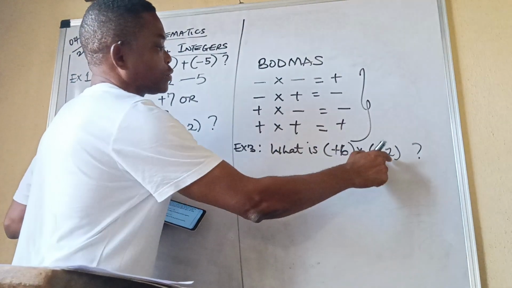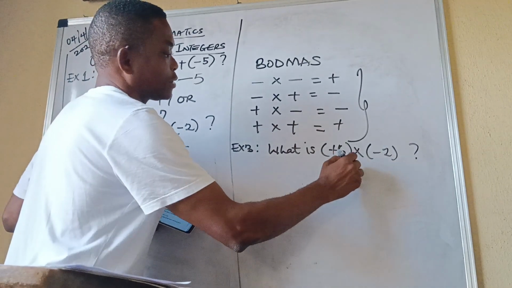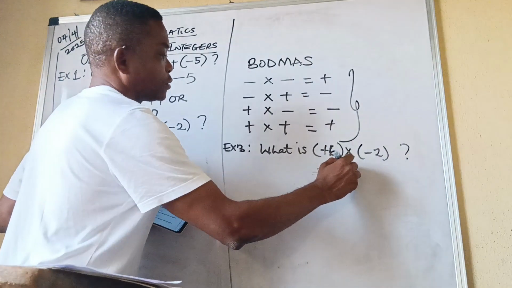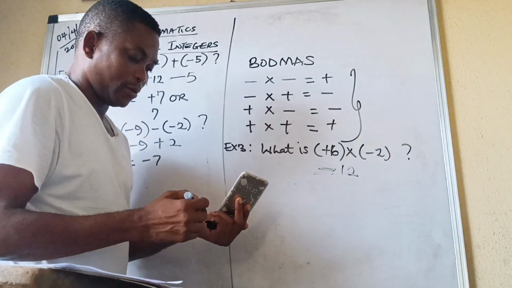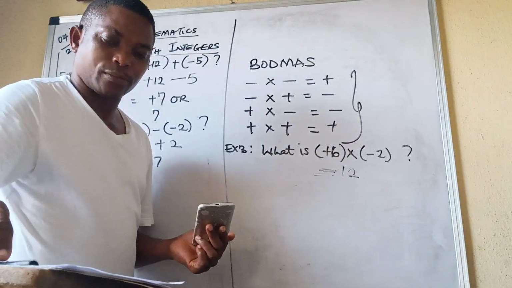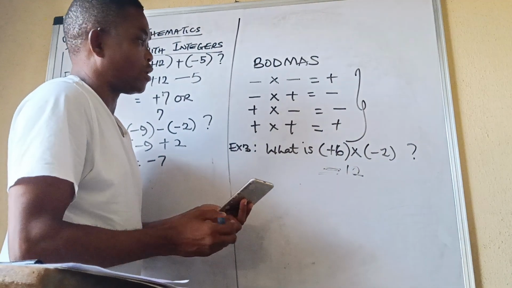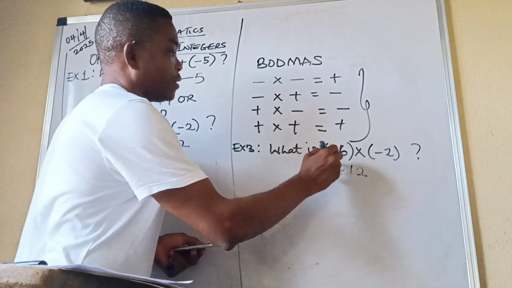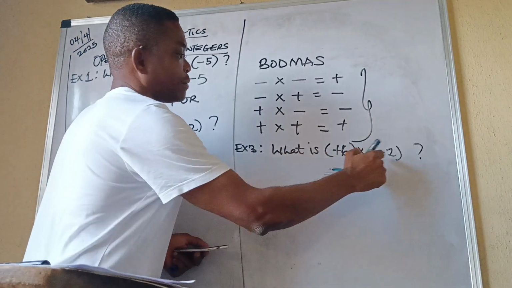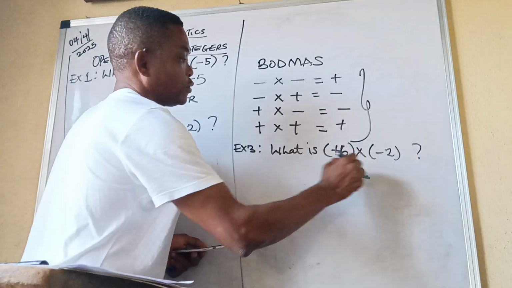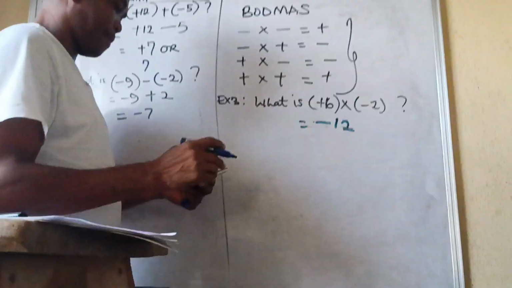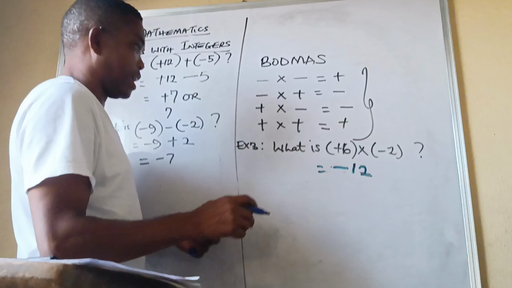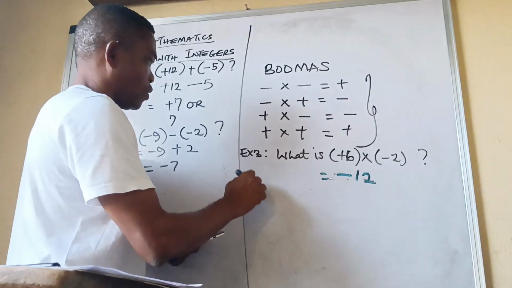Then 6 times 2 is 12. That's going to be minus 12. Plus times minus is minus. 6 times 2 is 12. So our answer is going to be minus 12. Let's move to the next one.